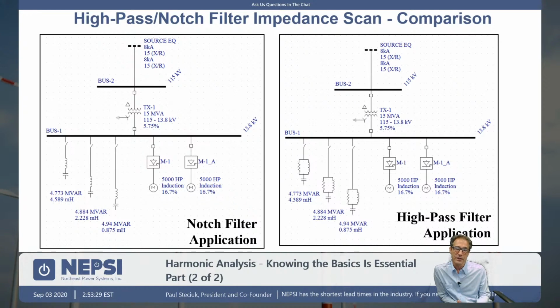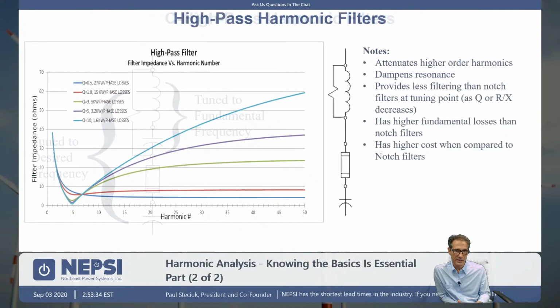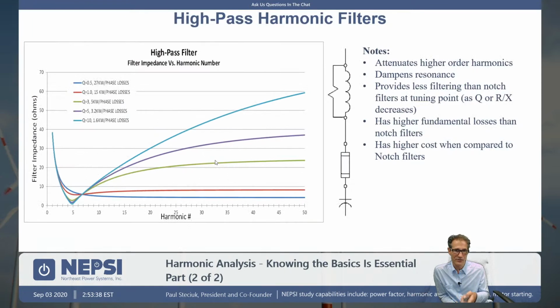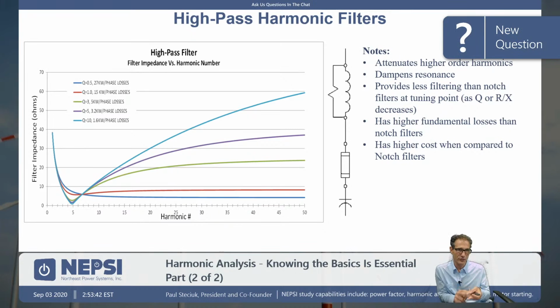So let's talk about what is the difference between high pass and notch filters? Oh, incidentally, for C high pass and high pass filters, I show it here, the characteristic curves are exactly the same. The key is, if the losses are high and I want to decrease the losses, I go to a C high pass filter. It's a more costly, more complex filter, but you're going to eliminate your losses.